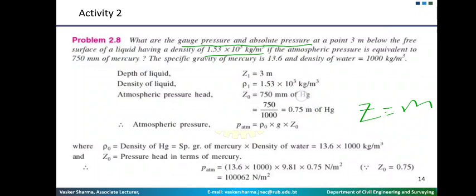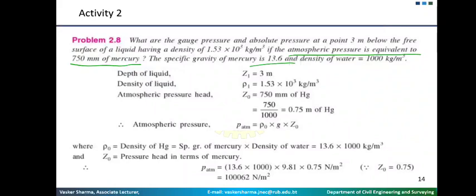So the atmospheric pressure is equivalent to 750 mm Hg, mercury. Atmospheric pressure is also given in millimeters, in terms of length, and that is actually your pressure head. So this is not a pressure in Newton per meter square, but a pressure head, 750 mm of Hg. The specific gravity of mercury is given here, and the density of water is also given here.